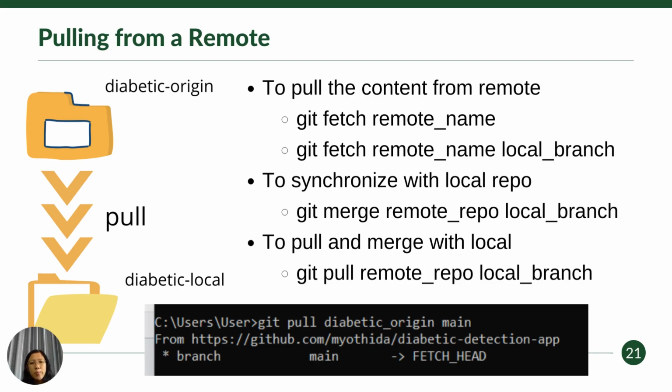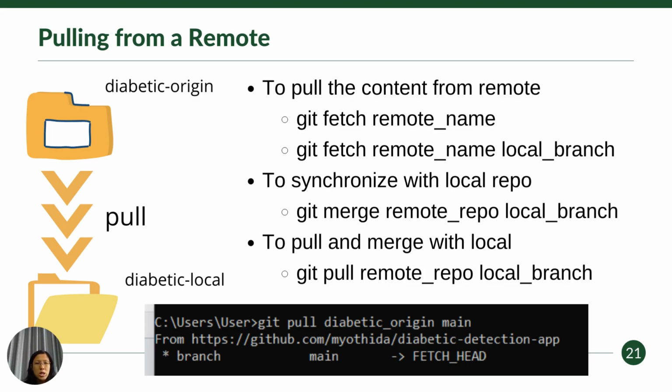And then here we can put the particular branch. So for example, git fetch diabetes origin and main. So what I'm doing is from this remote diabetes origin, I'm fetching all the content into the main branch. After I copy the data into the main branch, what I want to do is synchronize with the local repo. For that, we will use a merge command. Git merge and then remote repo to the local branch.